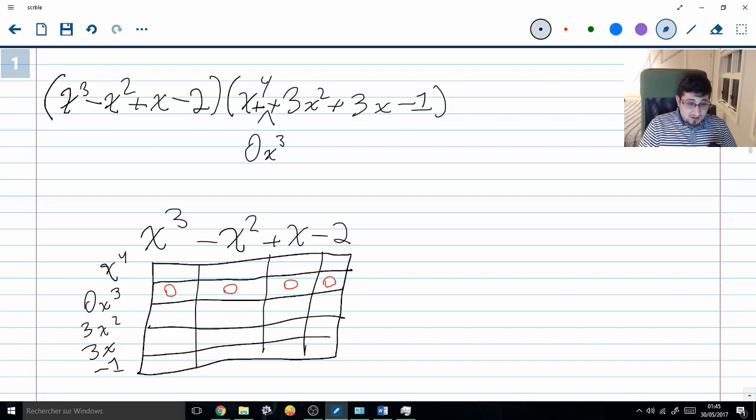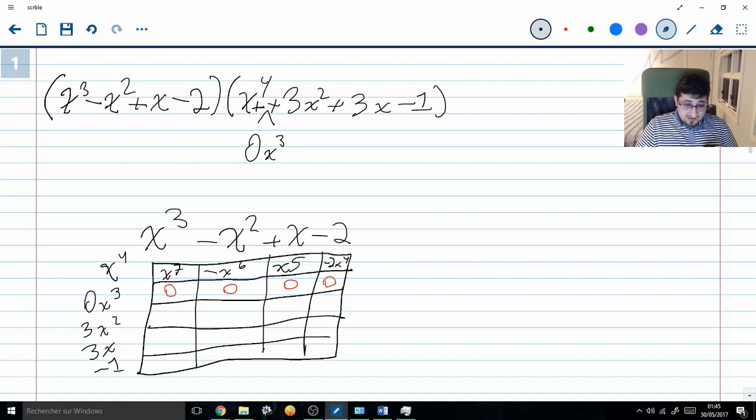So fourth power and third power, that's x to the 7th power. X to the fourth minus x squared, that's going to be a minus x to the 6th. X to the fourth plus x, that's x to the 5th, and minus 2x to the 4th. And we can skip this entire row because 0.